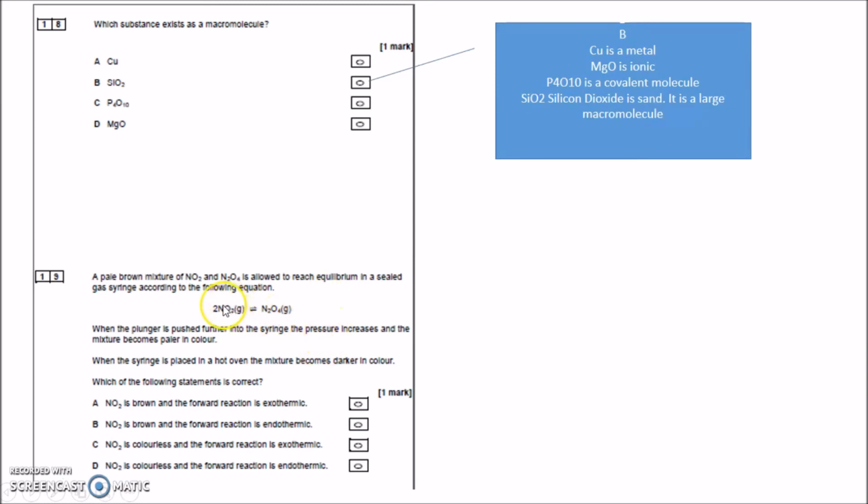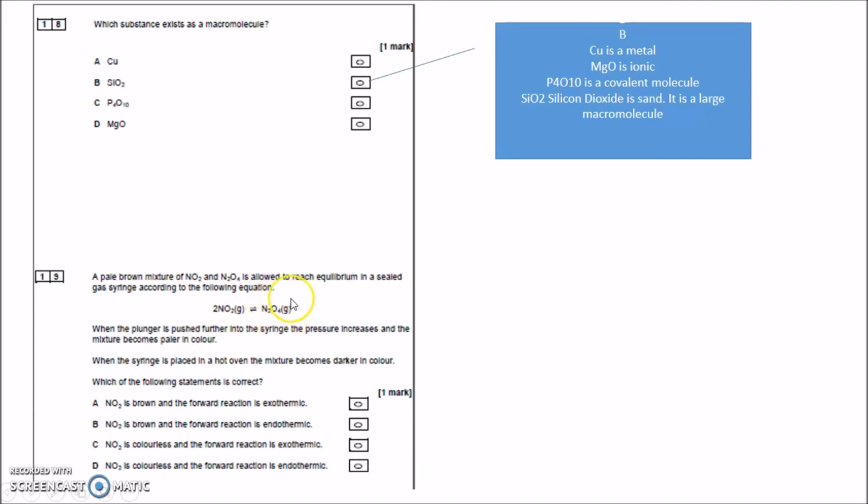How can it lower the pressure? Well, it can lower the pressure by lowering the volume. So I've got 2 moles of gas on the left hand side and 1 mole of gas on the right hand side. So if I increase the pressure by Le Chatelier's principle, it can lower the pressure by reducing the volume and turning 2 moles of gas down into 1. So this condition, the plunger increasing the pressure, the mixture becomes paler in colour, will shift the position of equilibrium to the right hand side and make more N2O4.